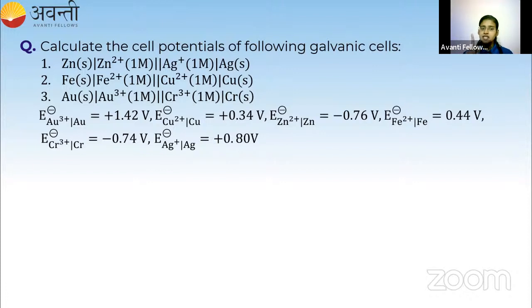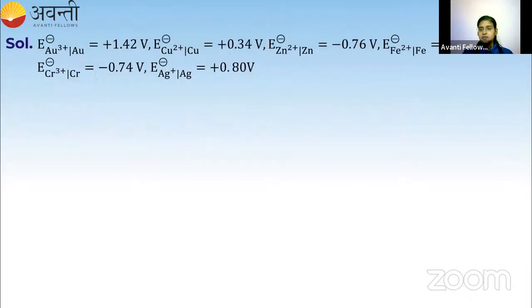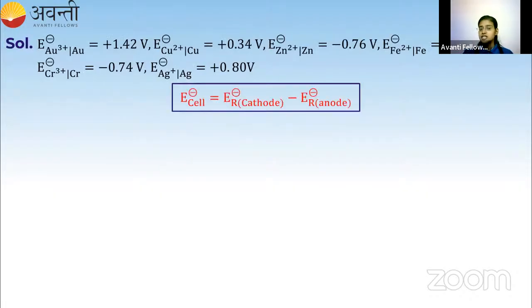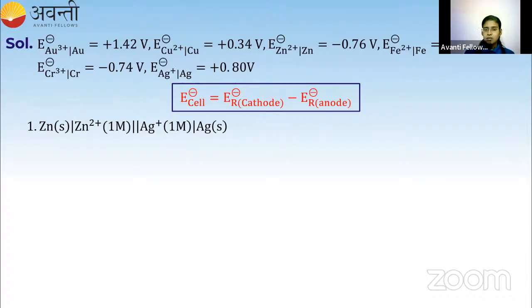So the first is the zinc 2 plus versus silver plus silver couple. This is the first subdivision. These are the E naught values, and we note that E naught cell is equal to cathode minus anode. For the first given cell, what will come in the cathode, silver or zinc? Who will come in the cathode part?